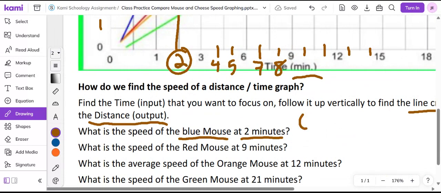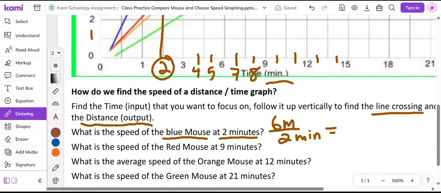The distance is going to be 6 meters over 2 minutes. And if we simplify that, we can find the speed. 6 divided by 2 is going to be 3 meters per minute. All right, so this is not going super fast, but 3 meters in a minute, that's not too bad for mouse speed. So let's go to the next question.